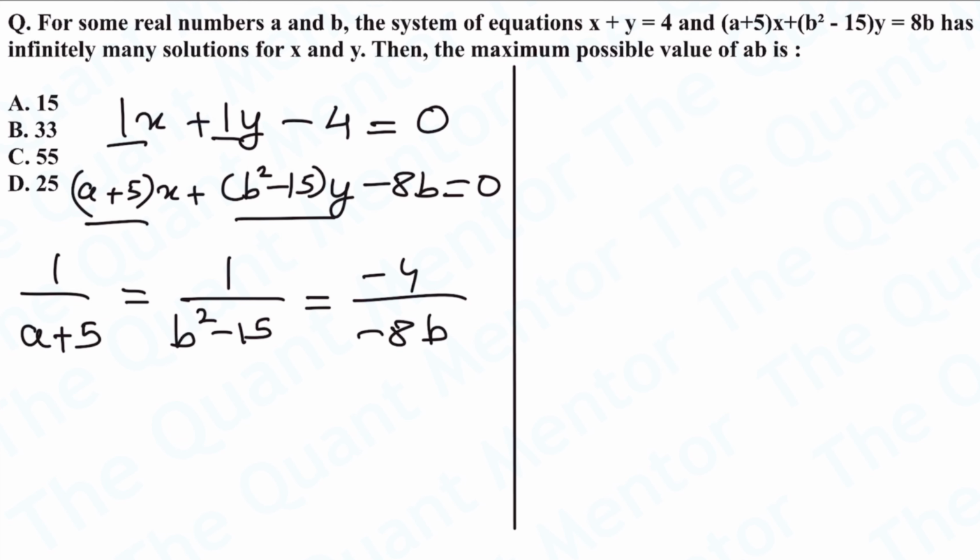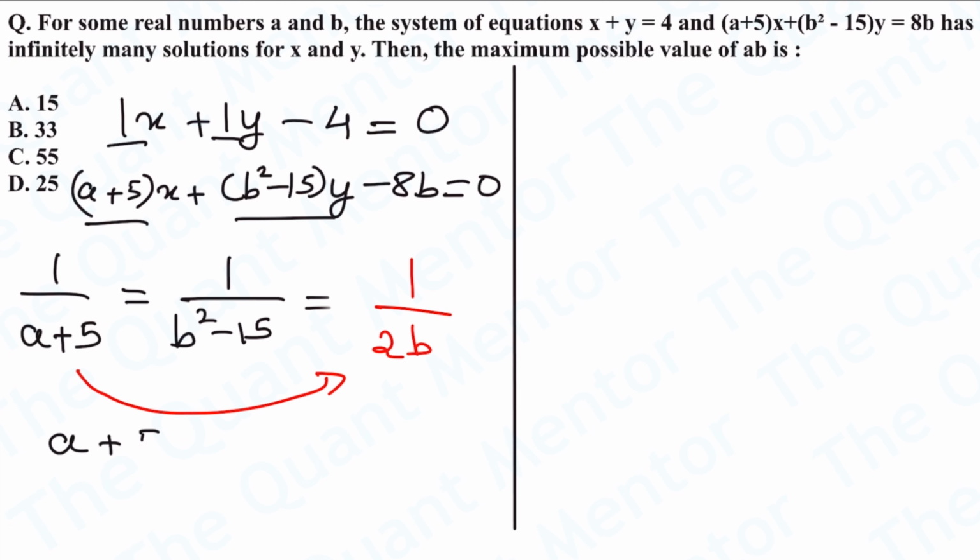So first step is we cancel out a minus 4 above and below here. Here you will have 1 and below you will have 2. So the last part can be changed to 1 upon 2b. And now the next step is I will first equate the first and the last part to get a plus 5 should be equal to 2b, implies that a is actually 2b minus 5.